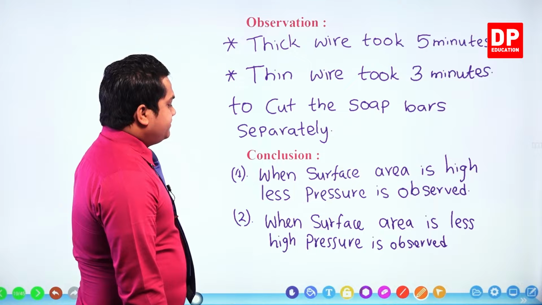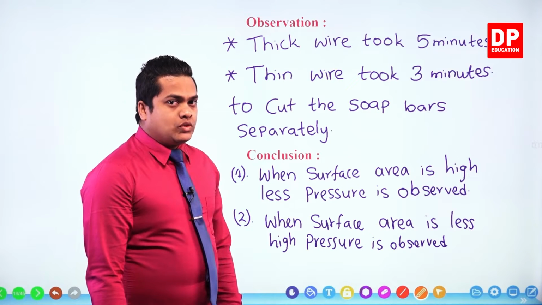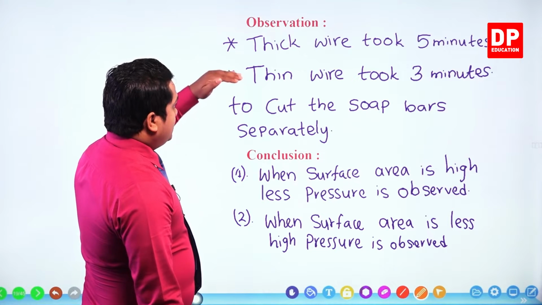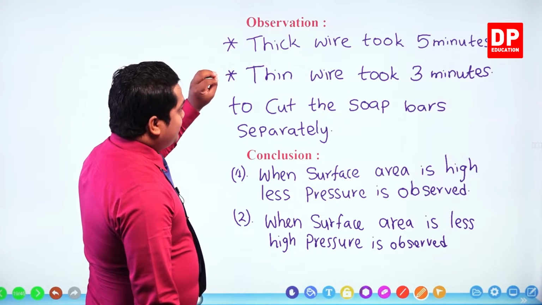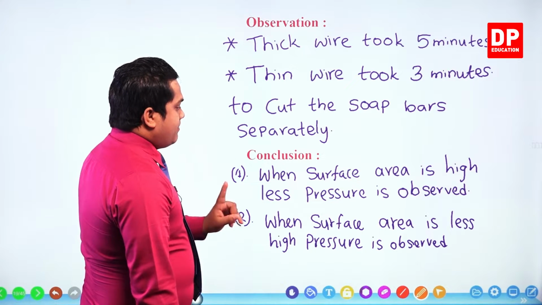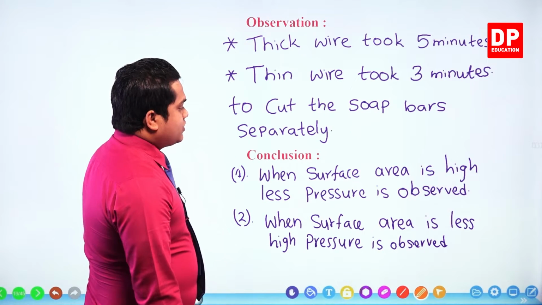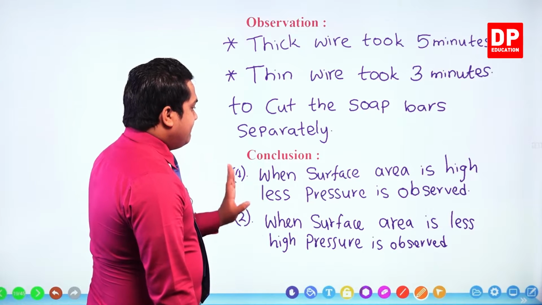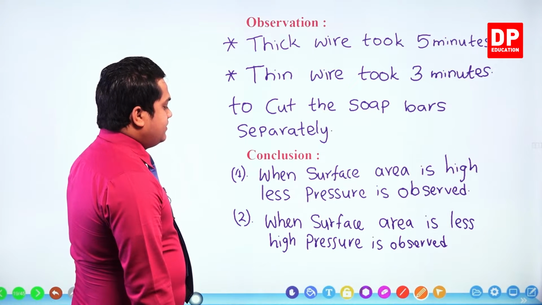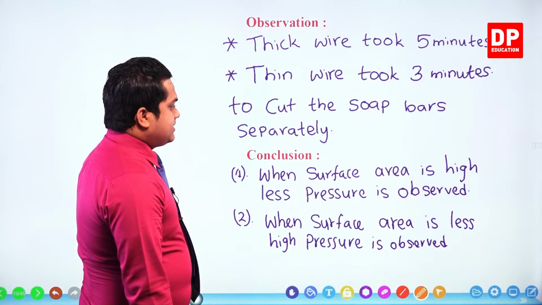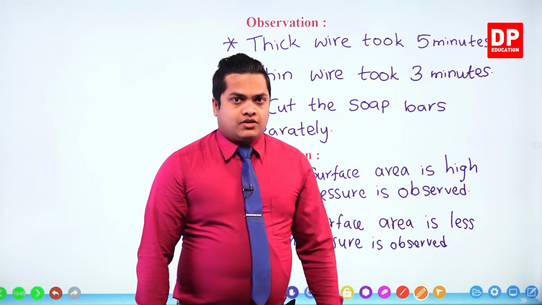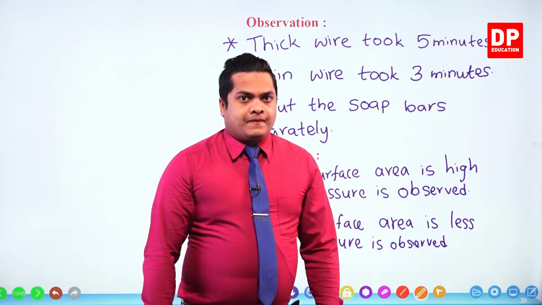So my dear children, these are our 2 conclusions from the observations above. Thick wire took 5 minutes, thin wire took 3 minutes to cut the soap bars separately. However, our conclusion from this is, when surface area is high, less pressure is observed. When surface area is less, high pressure is observed. This is our final conclusion from the activity, right?